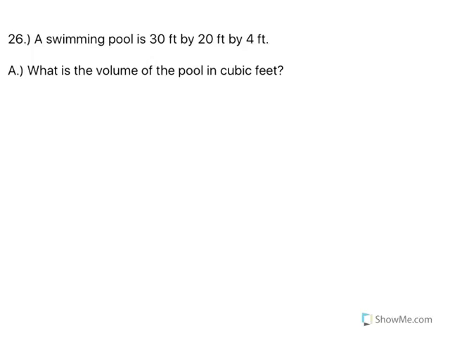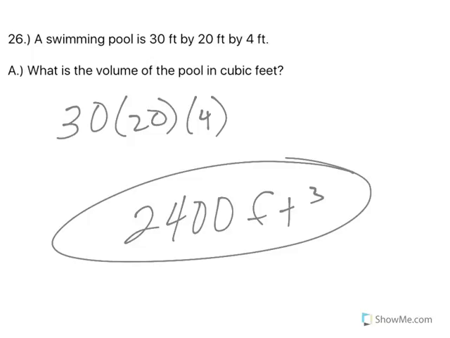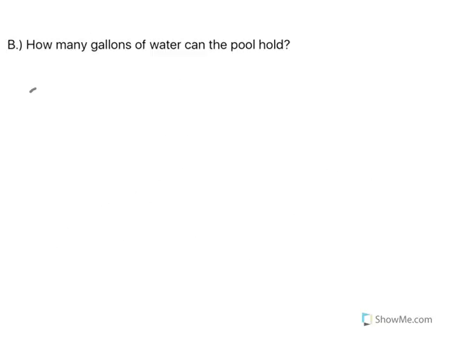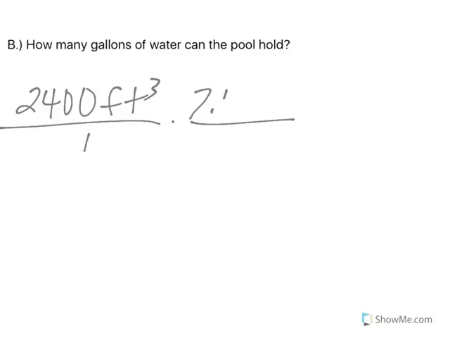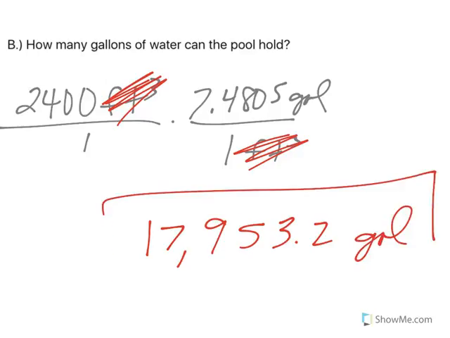There we go. 26. A swimming pool is 30 feet by 20 feet by 4 feet. What is the volume in cubic feet? Well, it appears to be a rectangular prism. So 30 by 20 by 4, and I end up with 2,400 cubic feet. How many gallons of water will this hold? Well, 2,400 cubic feet from part A. We know that there are 7.4805 gallons per cubic foot. So I multiply straight across, and I end up with 17,953.2 gallons. That's how many gallons of water the pool can hold.